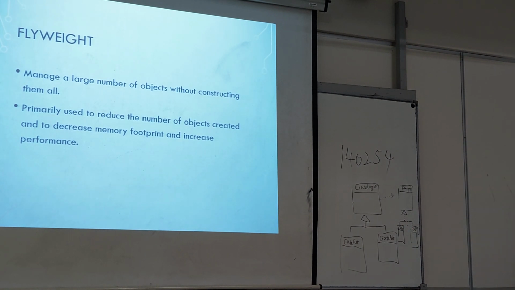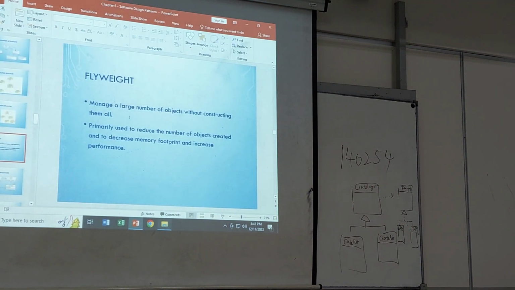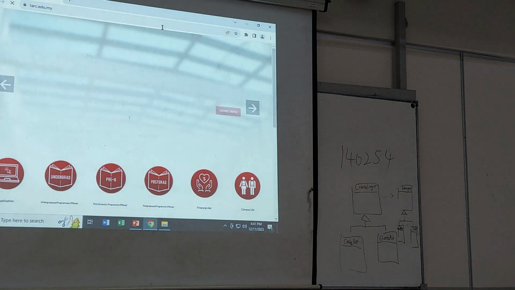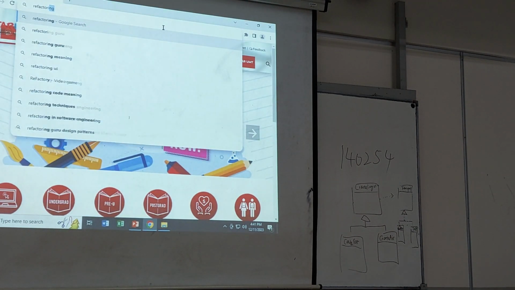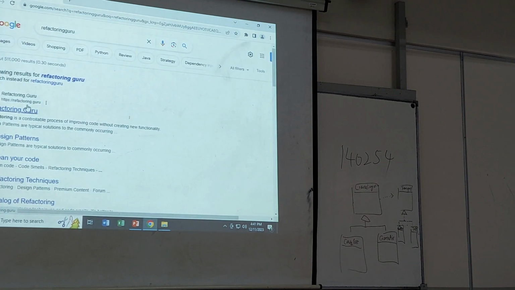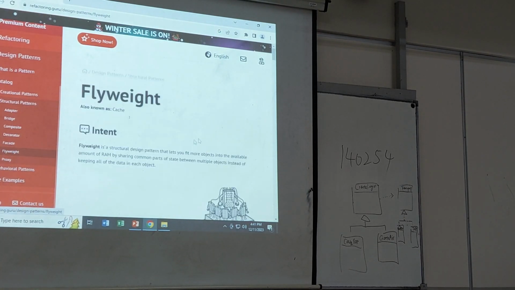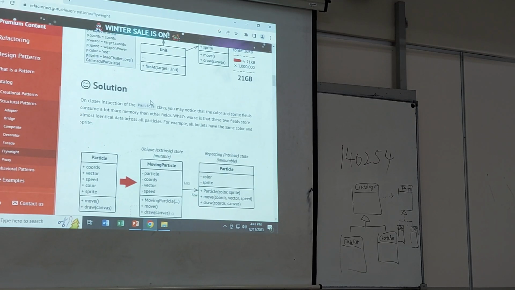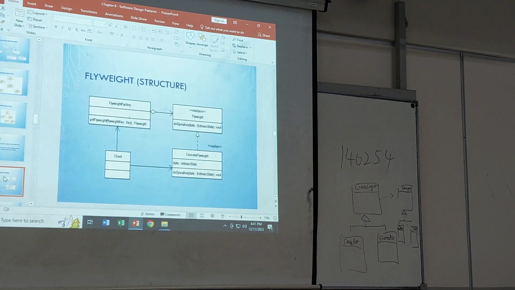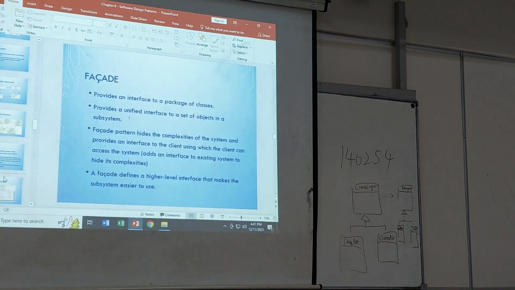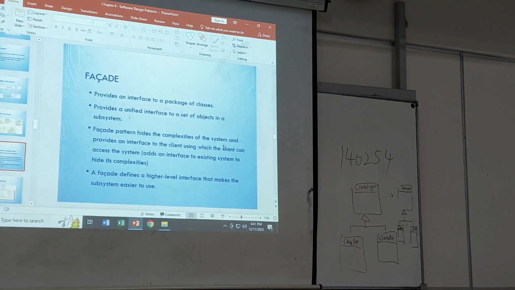I need to show you the website now. Maybe you can go to the website, it has a note on it. Structural flyweight, this is a very good example. Please have a read of this one for the flyweight. And this is the structure. Next is the facade.